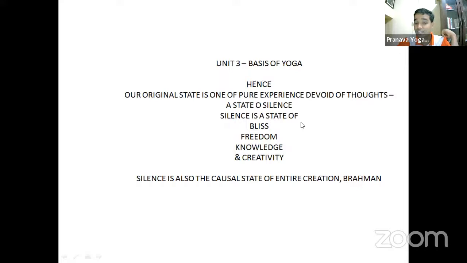Hence, our original state is one of pure experience devoid of thoughts, a state of silence. Silence is a state of bliss, freedom, knowledge, creativity. Our real nature is happiness, and that happiness is in a state of silence. Silence is that bliss, freedom, knowledge, and creativity, the source of our knowledge and happiness. That is called moksha, freedom from all other bondages. Silence is the causal state of the inner creation called Brahman.